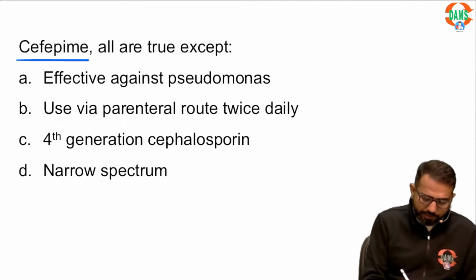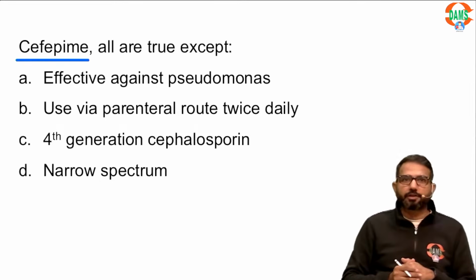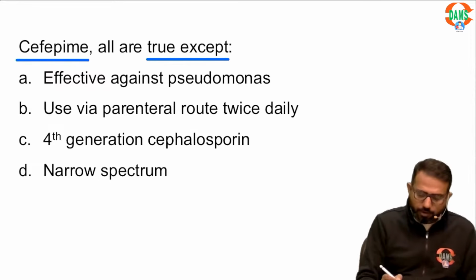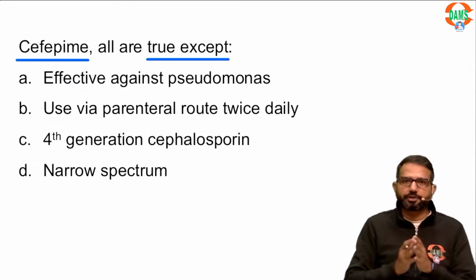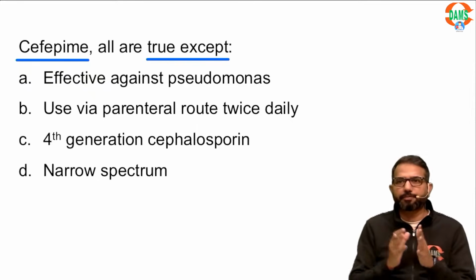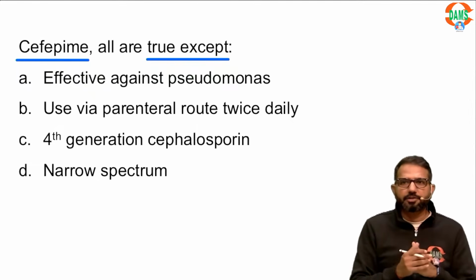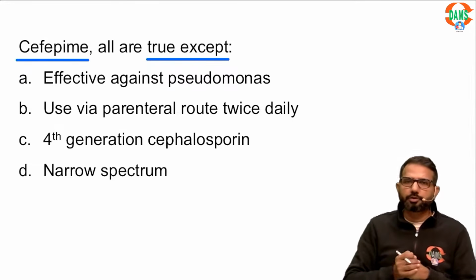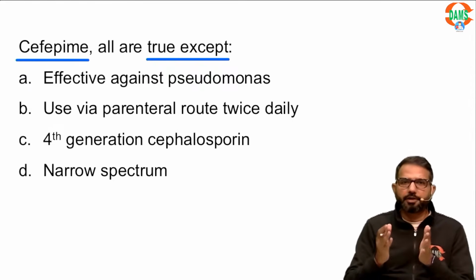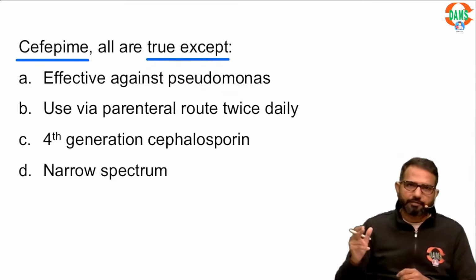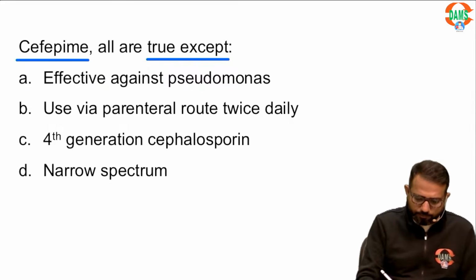First you need to identify which generation drug this is. Cefepime. All are true except. So we should know about the new generation cephalosporins. Which generation drug is this? Cefepime. Remember the 'pi', I told you in the videos, pi means 4th generation and 'role' is 5th generation. So this is cefepime.